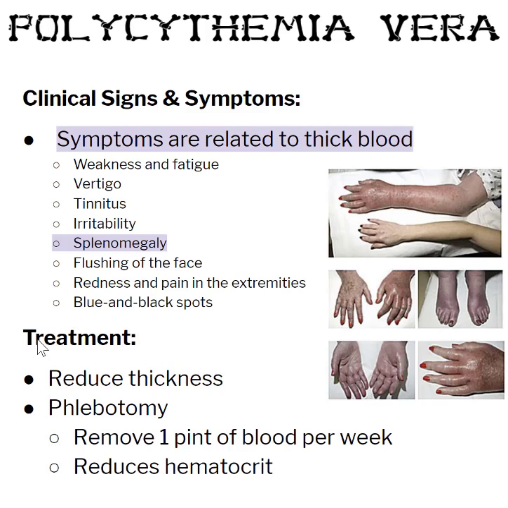Clinically, these patients are going to have symptoms that are related to that really thick blood. So we're going to see weakness and fatigue. We're going to see dizziness, tinnitus, irritability, splenomegaly. Might see some flushing of the face. We'll see redness and pain in the extremities because the blood can't get into the small capillaries of the arms or the fingers or the toes. We might also see some black and blue spots on the limbs as well.